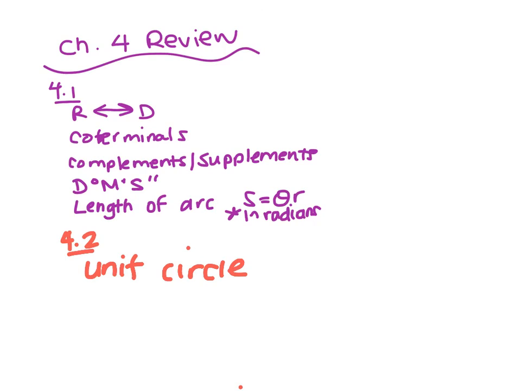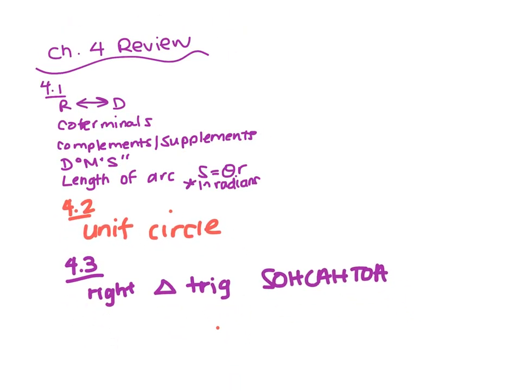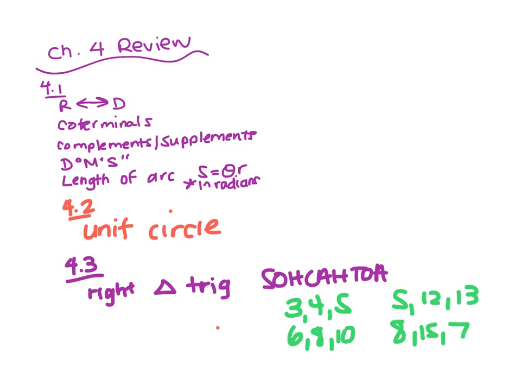And then 4.3 was your right triangle trig. And this is your SOHCAHTOA. So setting up a right triangle, finding the missing sides using the Pythagorean theorem, and then also the word problems came in that section. So, like you're looking at a tree, the angle of elevation, all that sort of stuff. Those were for 4.3. And then your triples are in here. So 3, 4, 5, 6, 8, 10, 5, 12, 13, 8, 15, 17, 7, 24, 25.